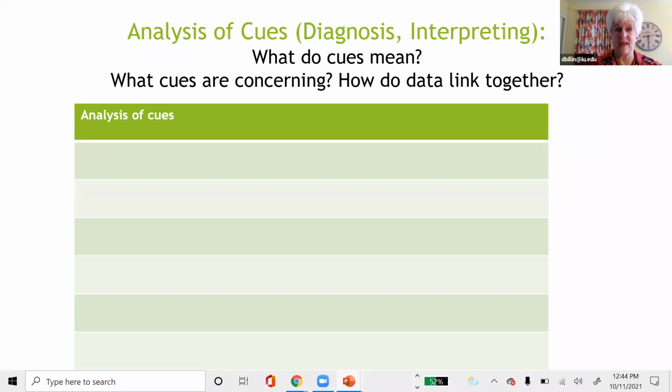And what do these mean? This is the analyze step of the nursing process, or analysis of the cues: what cues are concerning and how do the data link together. So think about that a little bit and see what you can come up with of some significant interpretation of the cues, or the analysis of the data that you have so far.